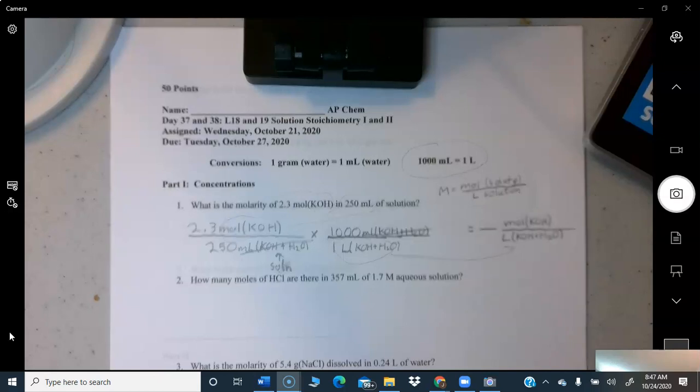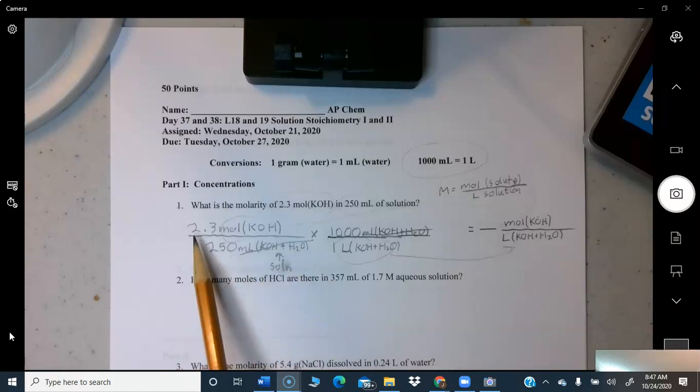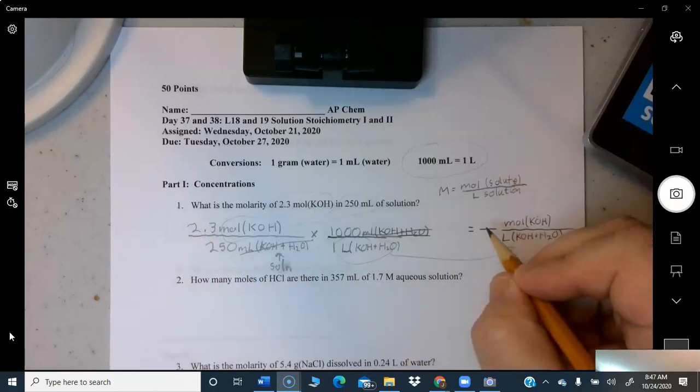And what I would advise you to do is see if you can practice doing a little mental math on this, okay? So if I do mental math, I see that 1,000 divided by 250 is 4. And 4 times 2.3 is going to be 4 times 2 is 8. 4 times 0.3 is 1.2, so that's going to be 9.2. So that's going to be the answer.